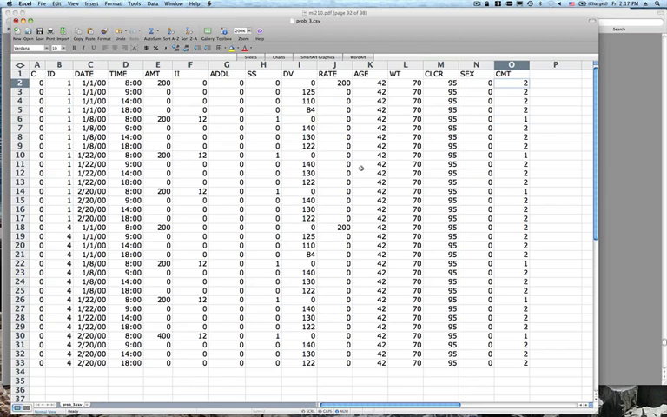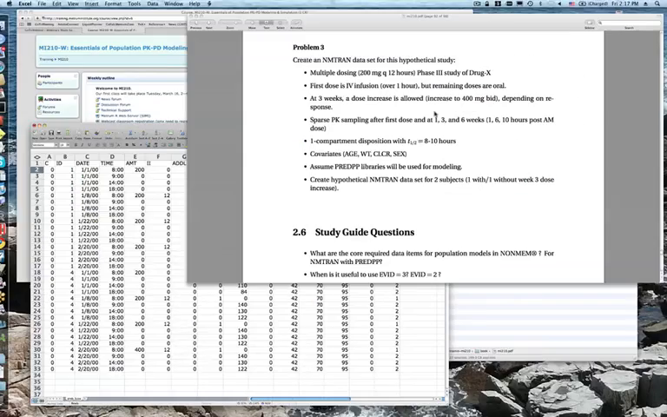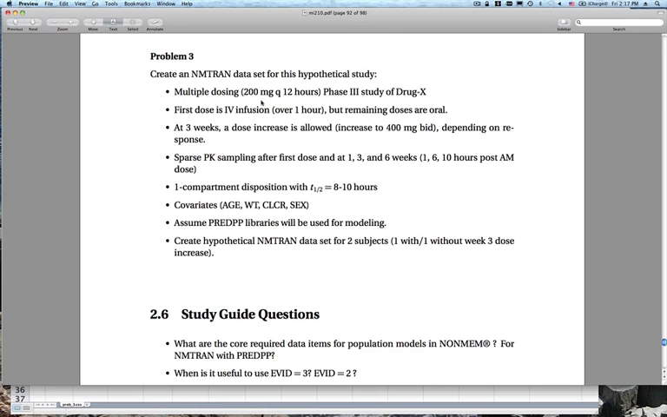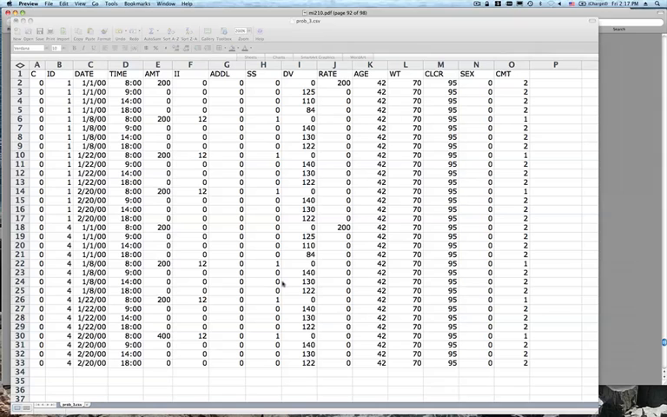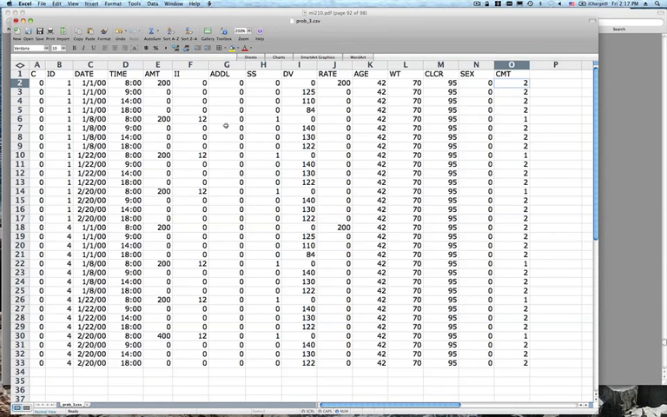Okay, let's go back to the problem spec again. So multiple dosing, 200 every 12 hours. First dose is IV, but the remaining are oral. All right, so let's look at that. So the first dose is IV. That's what we've got here.